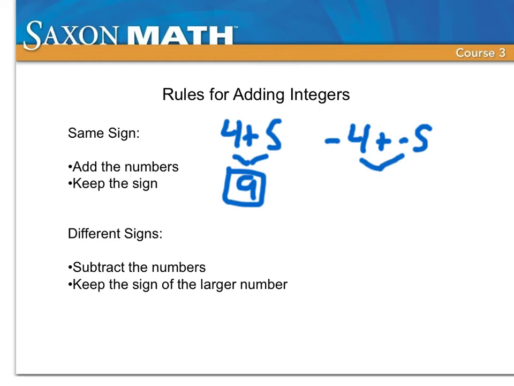Here, they're the same sign. I'm going to add the numbers together. 4 plus 5 is 9. And then I'm going to keep the sign they had. They were both negative. Okay?